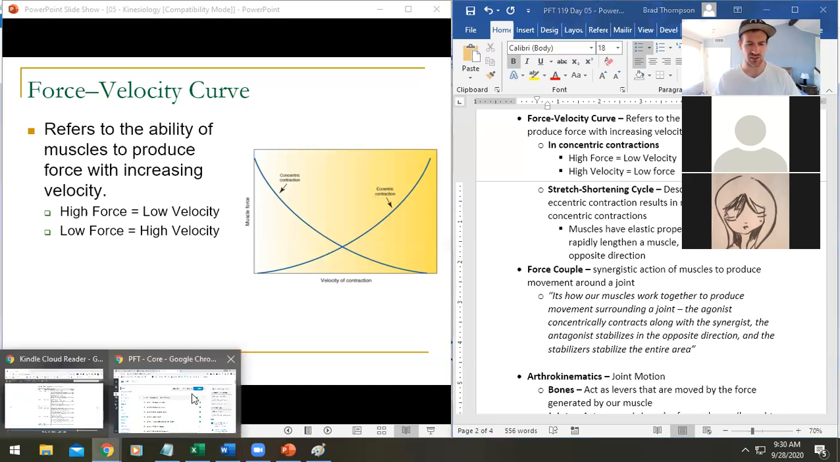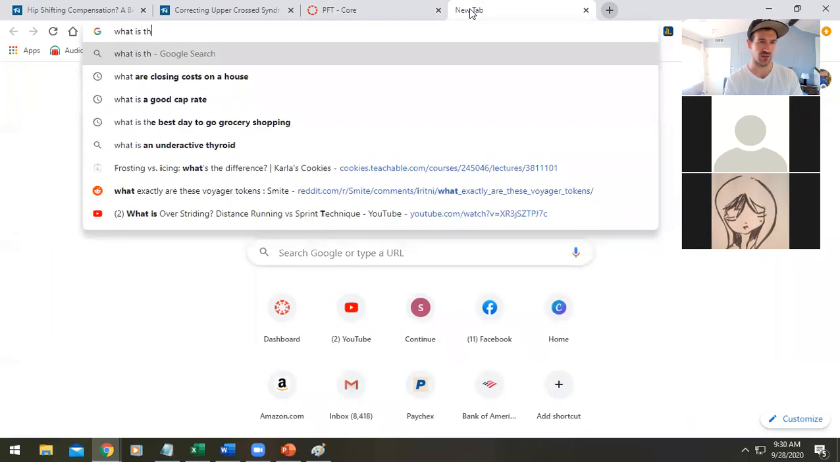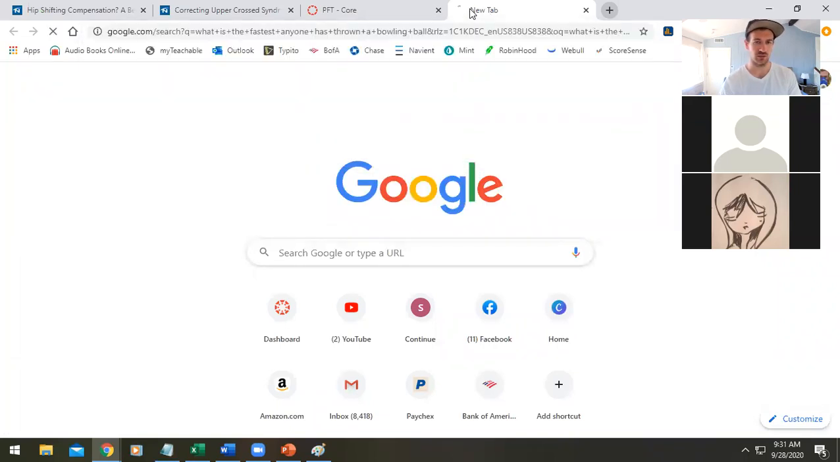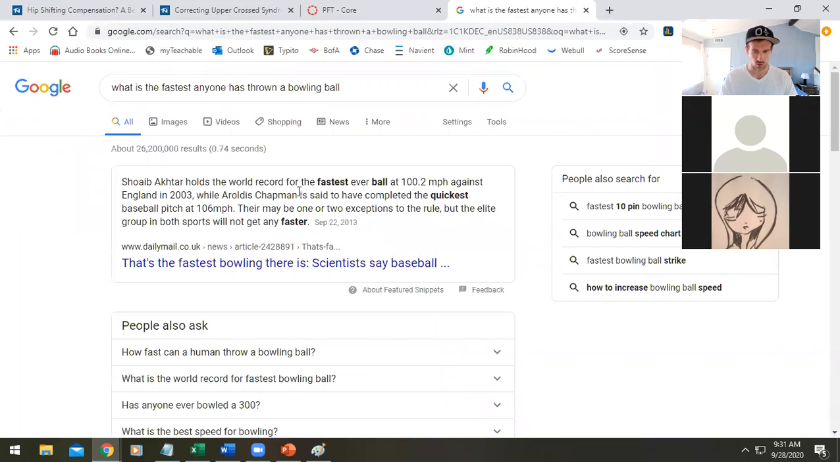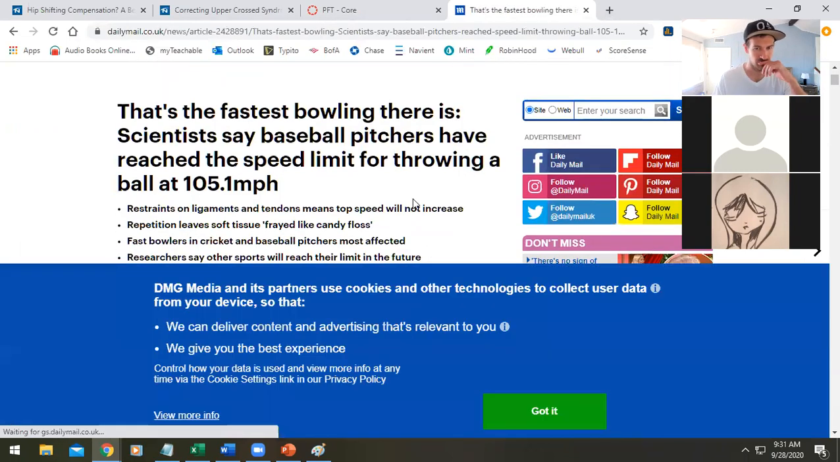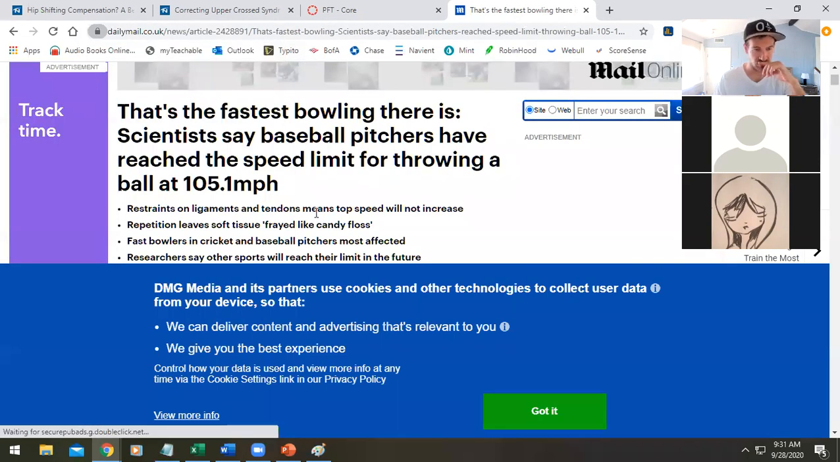Let's see here, I'm kind of curious. Let's look at what the world record is. What is the fastest anyone has thrown a bowling ball? World record fastest bowling ball ever is 100 miles an hour. Holy crap. And the fastest baseball pitch ever was 106 miles per hour. So that's kind of funny. So kind of fun there.